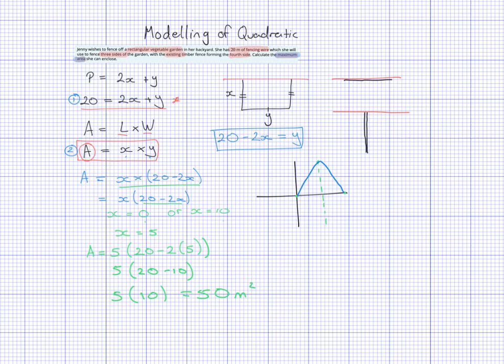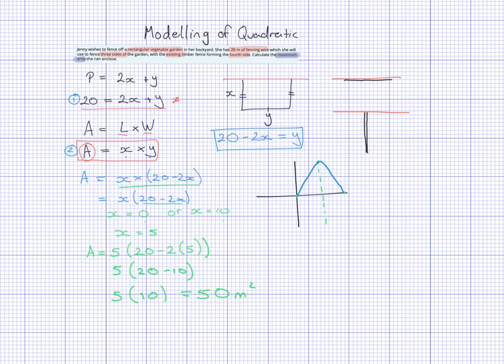Now, the graph was not strictly necessary to the problem. However, it does tie everything back together if we go back and look at the problem. So let's have a think. The original question says to calculate the maximum area she can enclose. Look at the quadratic we've drawn. It's a maximum, so this turning point here is the answer to the problem. We knew here that 50 meters squared was the turning point. So once we sketched it, we were able to see that that was the maximum area she could enclose. All right, so this 50 meters squared here was the actual answer to the problem.